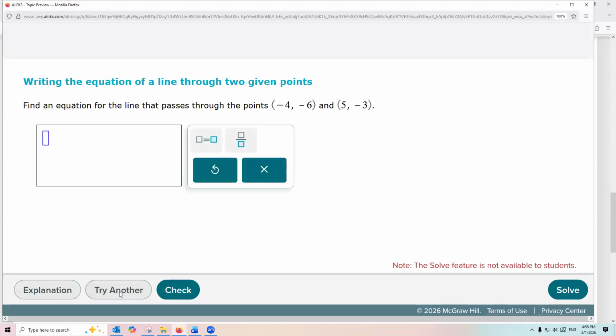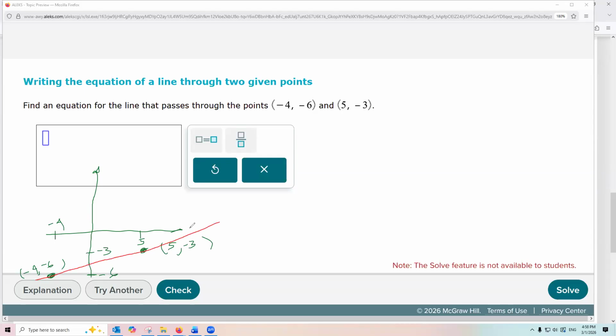All right. Well, if you think about what this line looks like, let me graph these points just to get a sense of what this graph looks like. -4, -6 is a point down here somewhere. And 5, -3 is a point down here somewhere. So I do have a visual picture now of what this line looks like. It looks like it's an uphill line going through these 2 points.